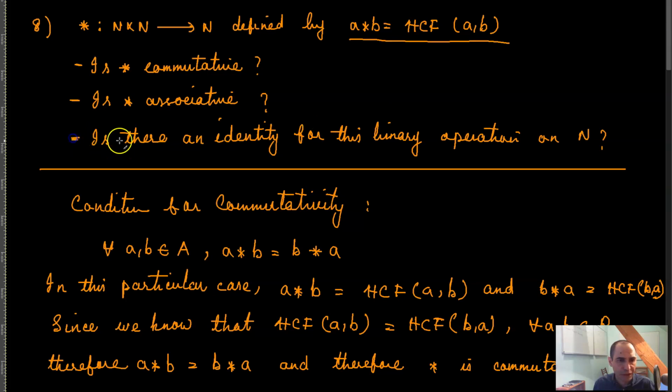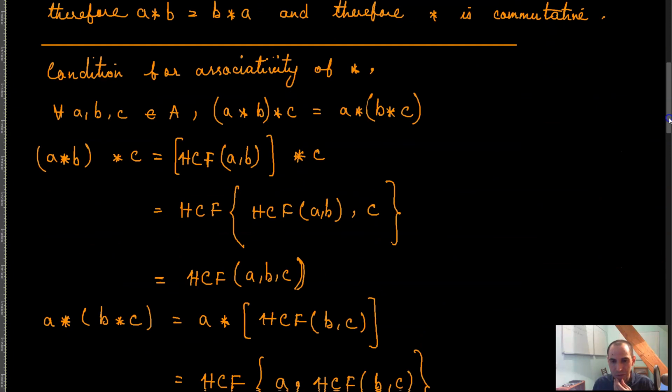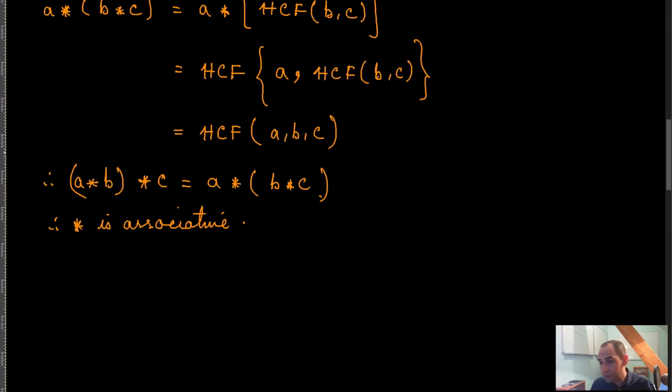Now the next part of this question is: is there an identity for this binary operation on N? Now remember that the definition for the identity that we talked about was that, given a binary operation star on a set A, an element E belonging to A, if it exists, is called the identity for the operation star if A star E is equal to A is equal to E star A.